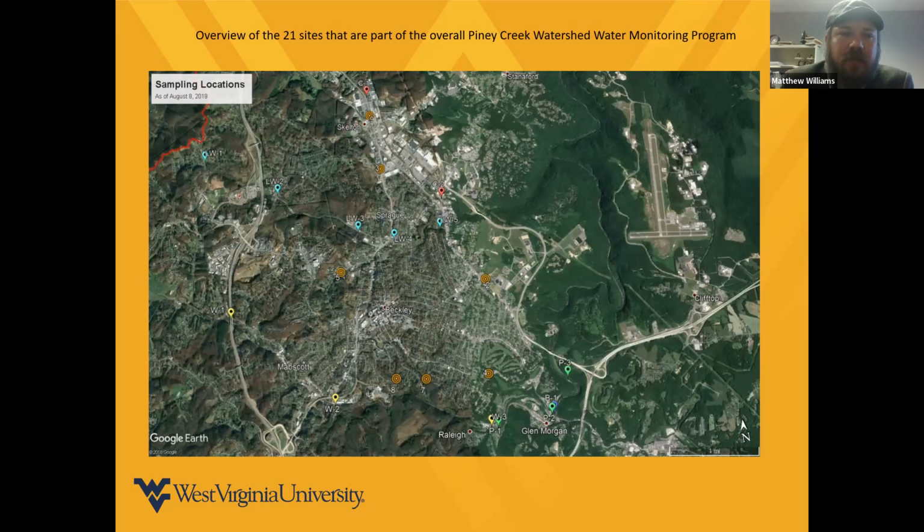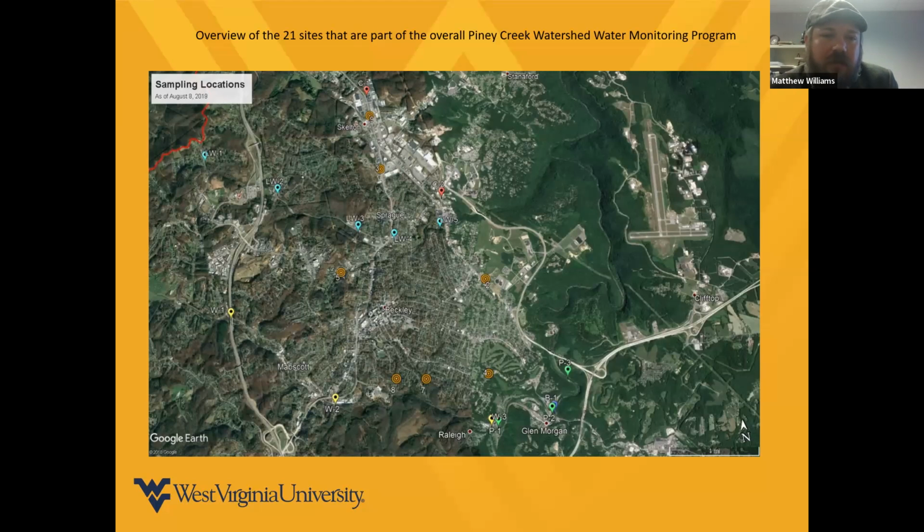Our sampling sites, we did try to make them accessible since we wanted community and student involvement as key parts of this project. What you're seeing here is a satellite image of the eastern area of the city of Beckley. Most of these are fairly close to the university. We have these 21 sites. So again, we do go out every month to these 21 sites and sample for numerous parameters.